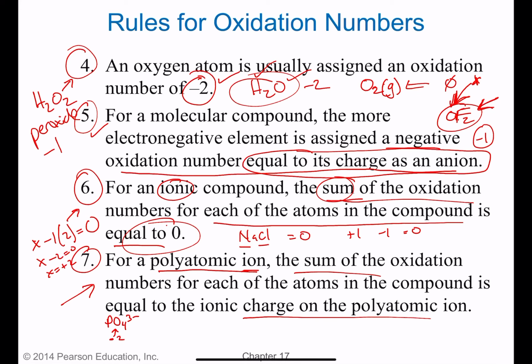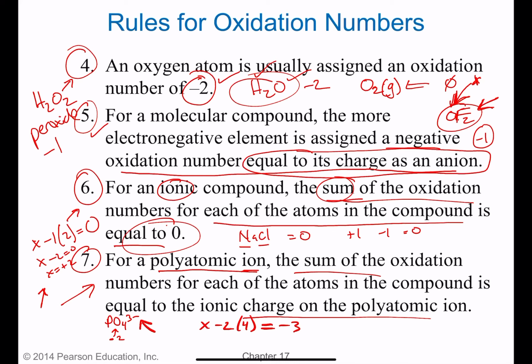4 of them. So I'm going to set this up like an algebraic expression, kind of like I did here. I'll use X to represent the oxidation state of the phosphorus, which I don't know yet. -2 for each oxygen, and there's 4 of them, so I'm doing -2 times 4. And then what rule number 7 is basically saying is since the charge of my phosphate is -3, I'm going to have equals -3 right there.